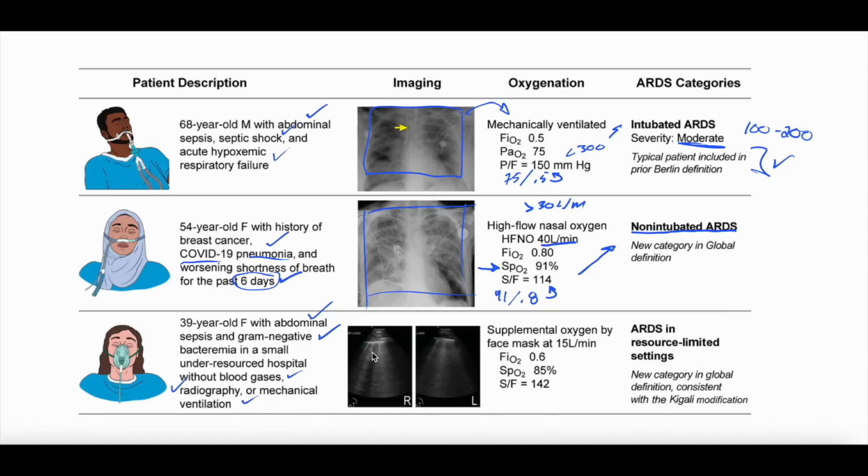So they do a bedside ultrasound. You see all these shimmering lines going down here? Those are called B lines, right? B lines have to shimmer more than 12 centimeters. And this person was put on an oxygen face mask. So they do have bilateral infiltrates based on bedside ultrasound with B lines. They have an SpO2 to FiO2 ratio of 142, right? That's the 85 divided by 0.6. And this does qualify as severe ARDS per the new global definition.